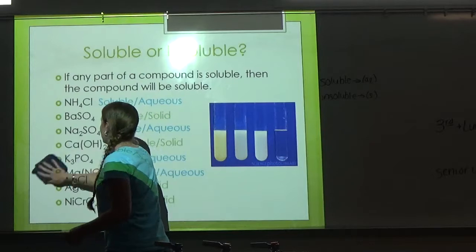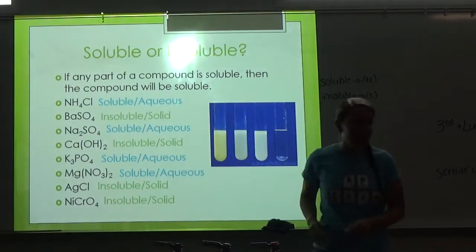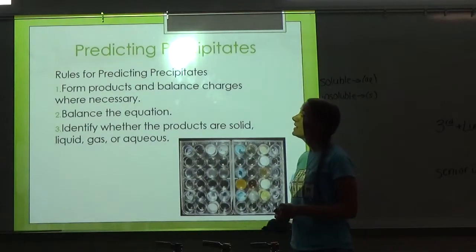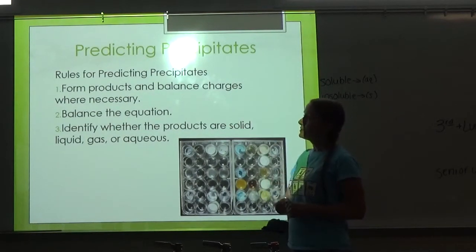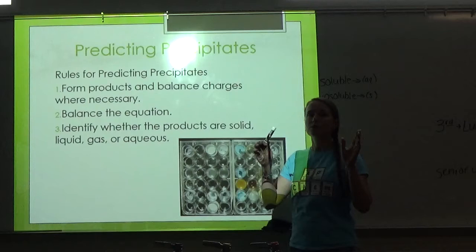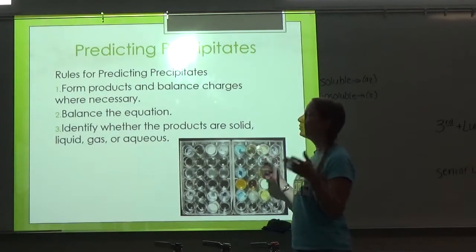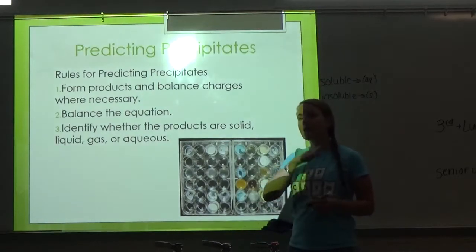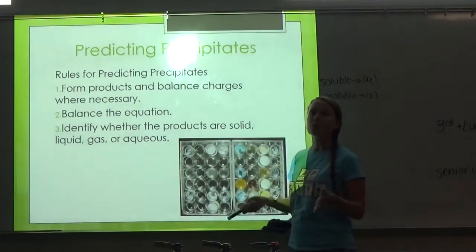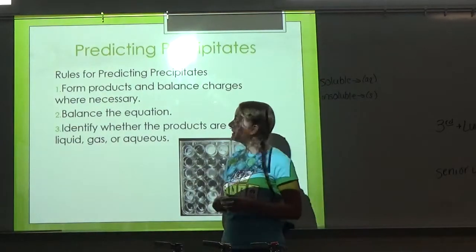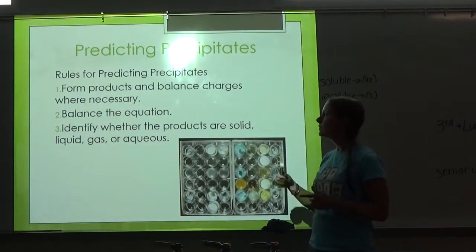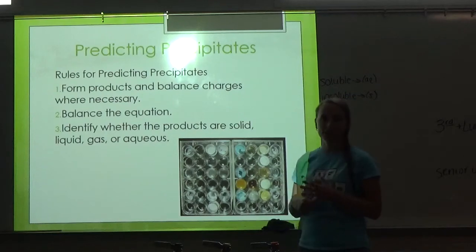All right, so let's actually put this to use now. How can you predict whether a precipitate forms? The rules for predicting precipitates are, first, you need to make your products, like figure out what the products are. Don't forget to balance your charges. Then you'll want to balance the whole equation. If you hadn't noticed, whenever we write a reaction, the next thing we do is balance it. And then last, you need to identify whether the products are solid, liquid, gas, or aqueous.